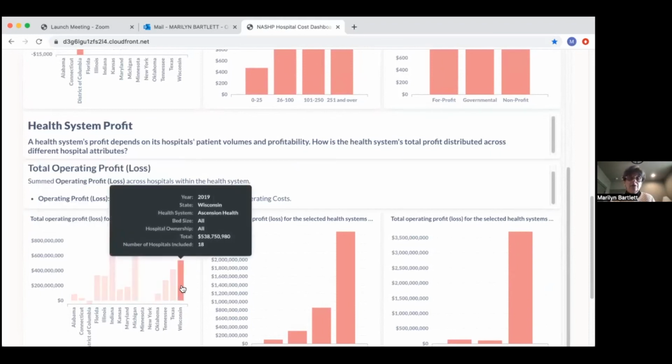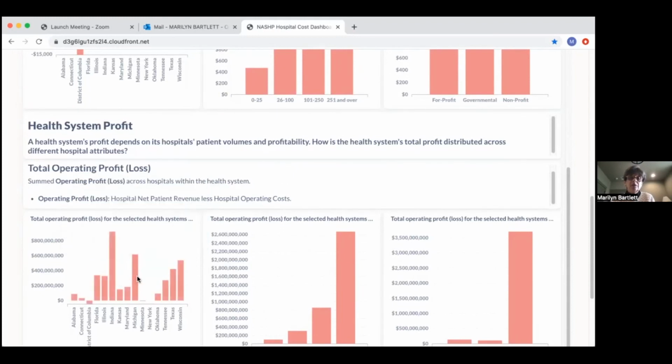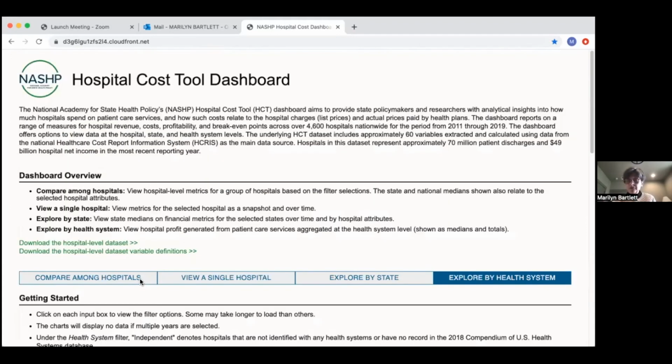We compare it to Wisconsin and Michigan, the other two states I looked at. So this would help the user frame up, I need to dig a little bit more. I need to go back and look at the Ascension hospitals in each of these, which you can do with the tool and come up with your own measures. Now that is a brief overview. I've gone through it very, very quickly, but it is a summary of what the initial rollout of the tool will include.